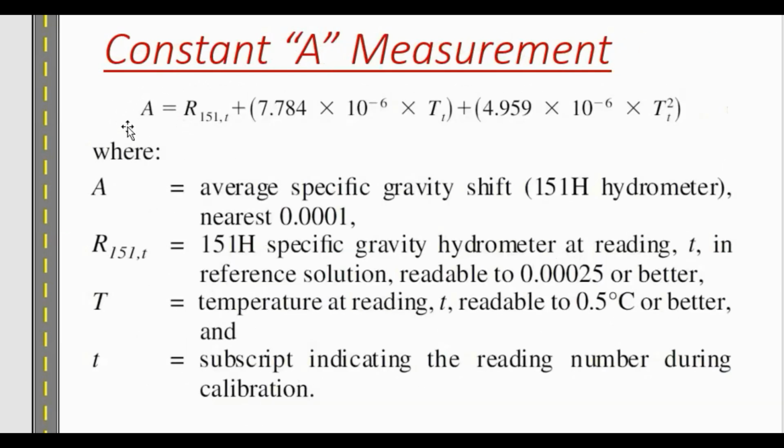Here is constant A. We will calculate the value of constant A on the basis of R151T if we are using a 151H hydrometer. R151T is the reading of the hydrometer in our reference solution for the temperature density correction. On that basis we will measure the value of A.